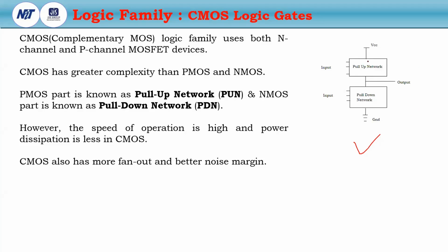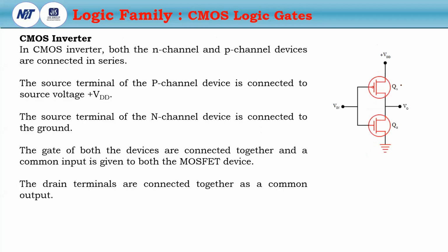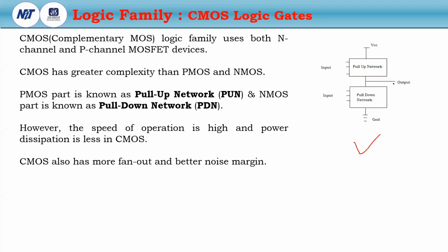And the PMOS are used for the pull up network, where the output will be pulled up to the VCC. So the basic knowledge you should have is that in the pull up network, the PMOS are used. In the pull down network, the NMOS are used.